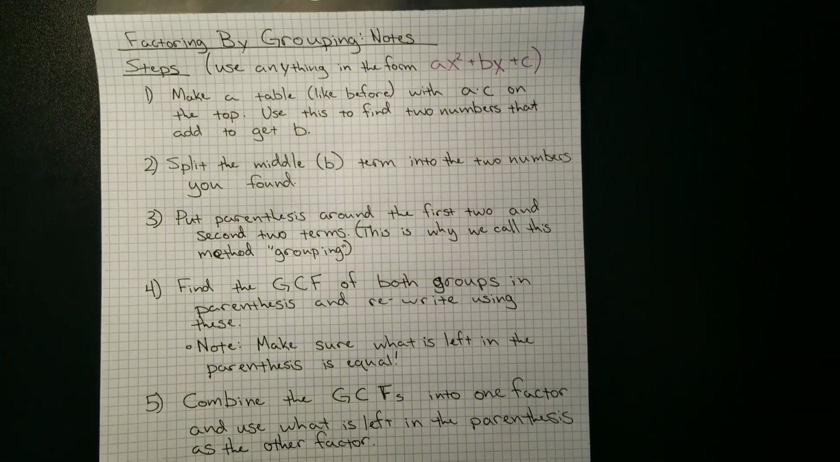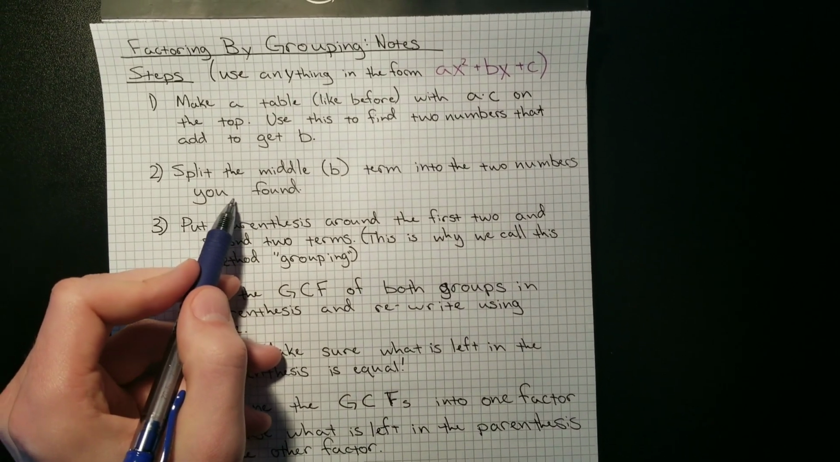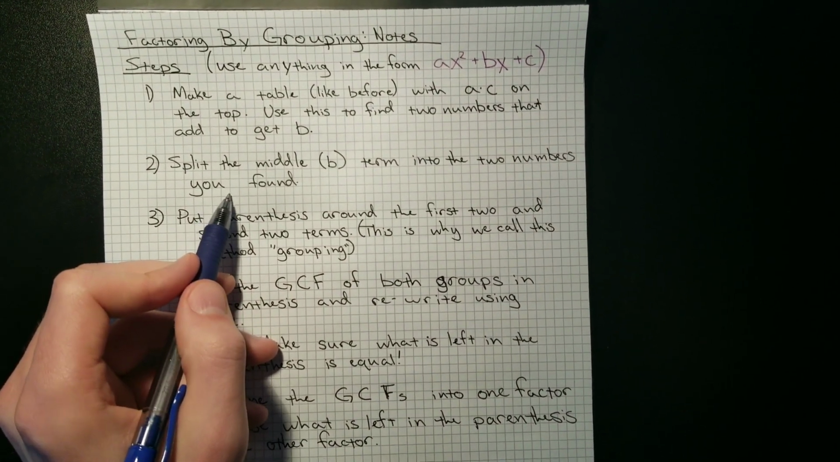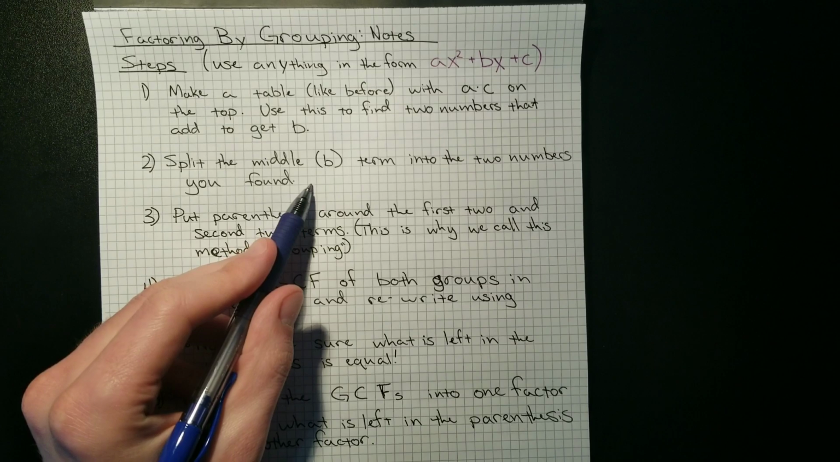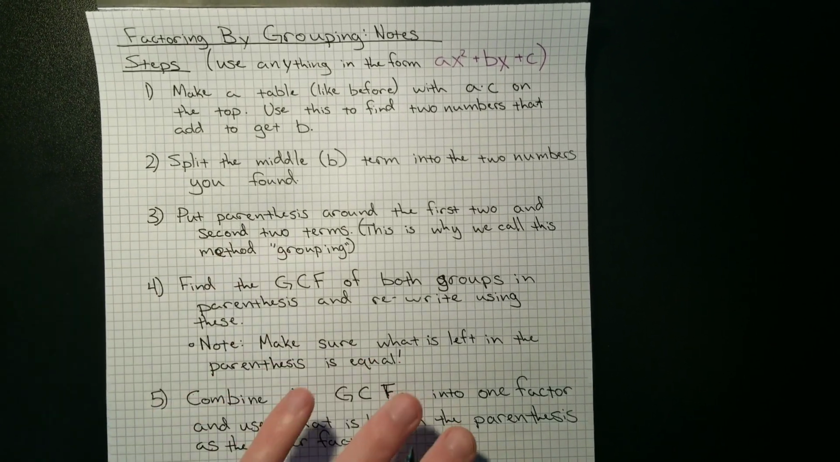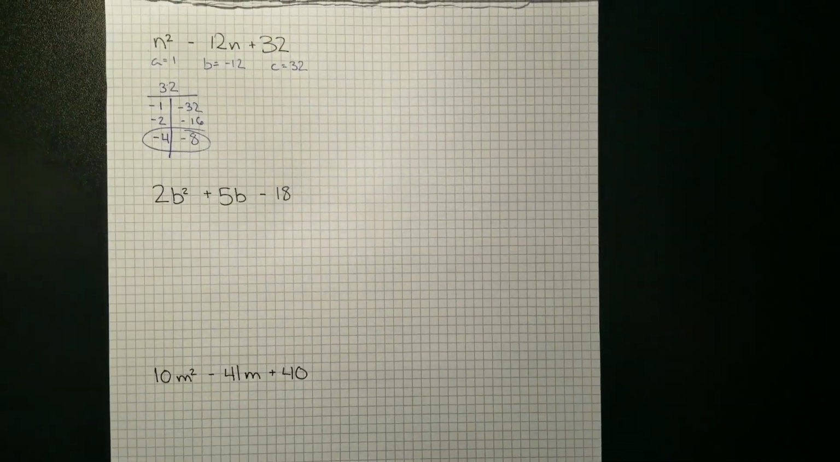So the next step is where things become a little bit different. We're not going to make a box. We're going to do this thing. We're going to split the middle term, the b term, into the two numbers we just found. And so it'll look like this. We're going to split that up.